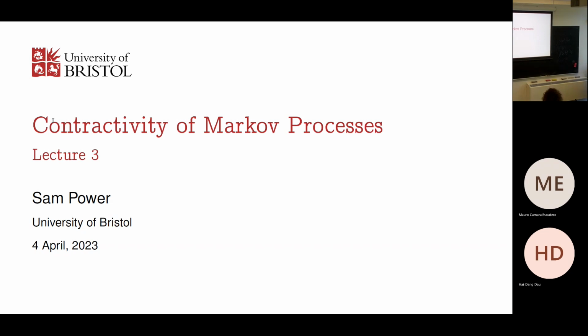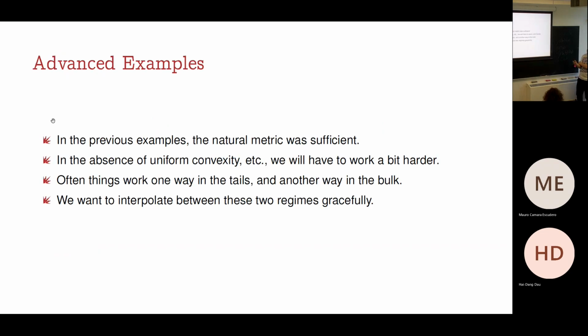Okay, so we've done the general theory, and then some archetypal examples, and now we're going to deform the examples a bit and try to solve some more challenging problems, or at least see what modifications of processes we can accommodate. As I said, in the previous examples, the natural metric was sufficient. You didn't have to think about it too hard in some sense.